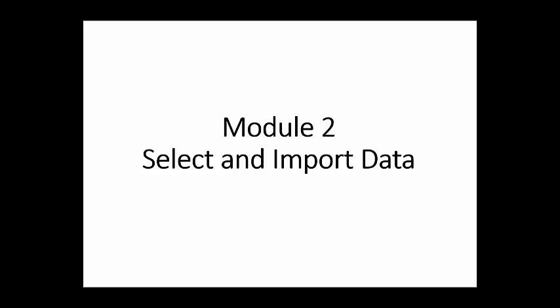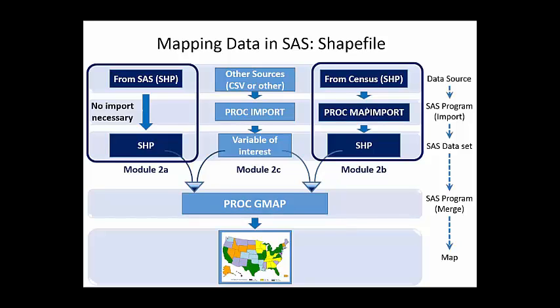Module 2. Select and import data. In Module 2, we will first talk about different sources of shapefiles, which can also be called map datasets. Map datasets can be obtained directly from SAS, which is going to be covered in Module 2A, or from other external sources, such as census, which will be covered in Module 2B.